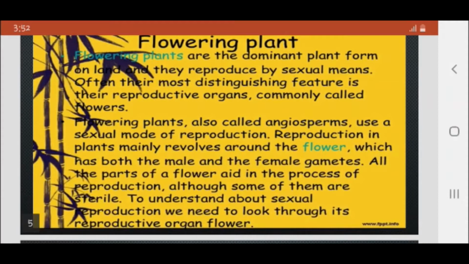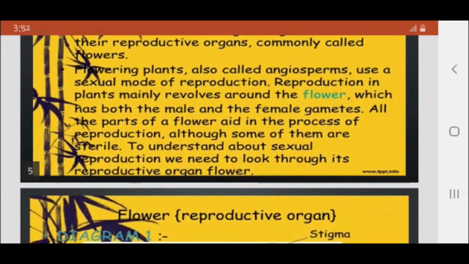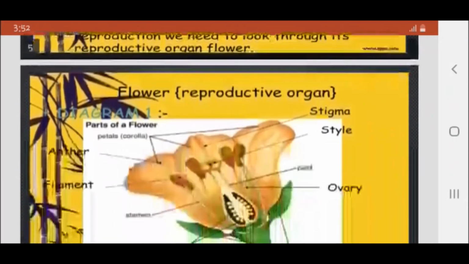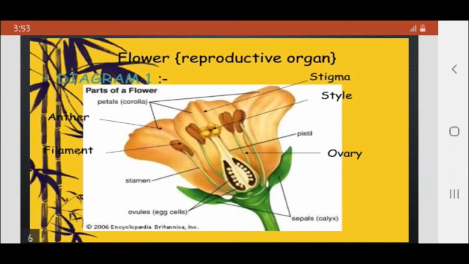To understand about sexual reproduction, we need to look through its reproductive organ, that is flower. So we discussed the structure of flower. Look at this diagram. Flower is the reproductive part of the plant. Flower has four main parts. First is sepal. They are green in color, and the group of sepal is known as calyx. After that, there are colorful petals present, and this group of petals is known as corolla.